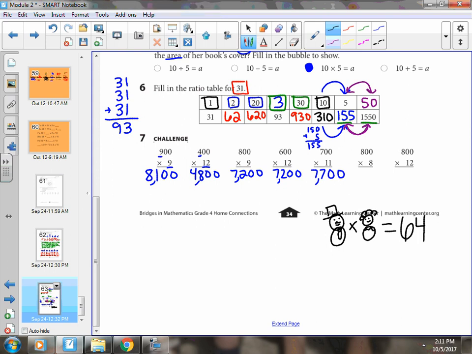So when I was little, I totally sang a Beatles song to remember that 8 times 8 was 64. 2 extra zeros in the problem, 2 extra zeros in the answer. 8 times 12 is 96. 2 extra zeros in the problem, 2 extra zeros in the answer.